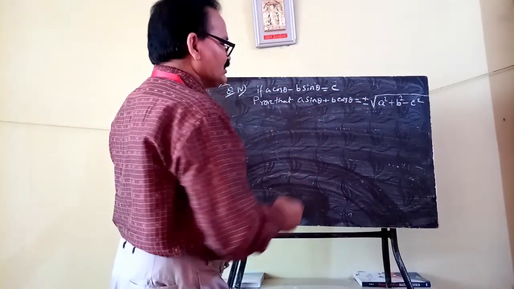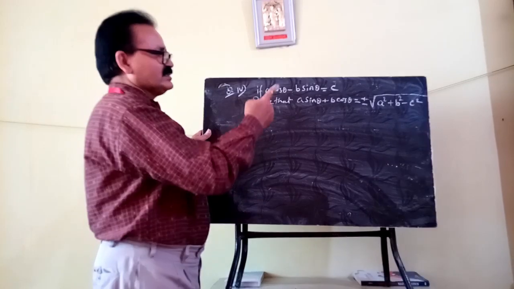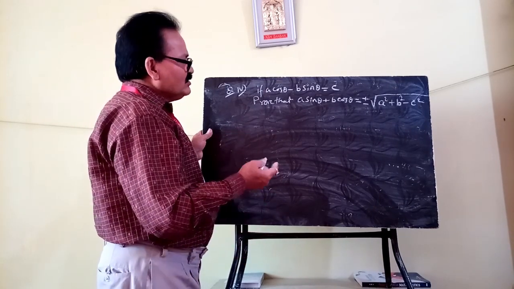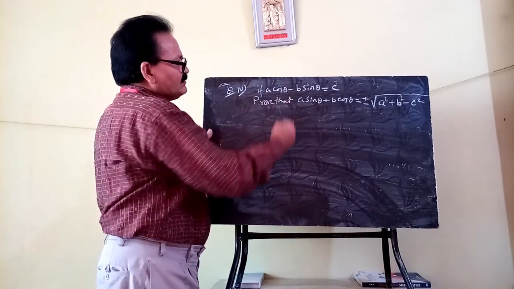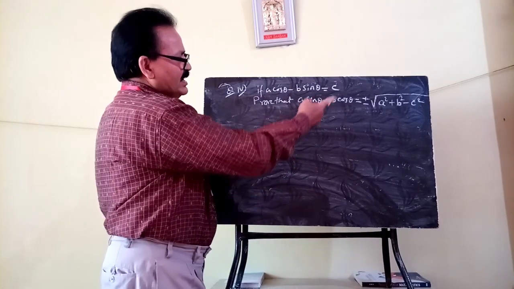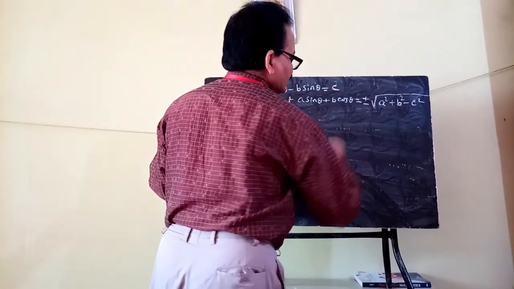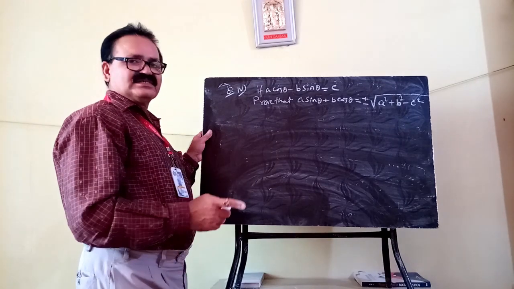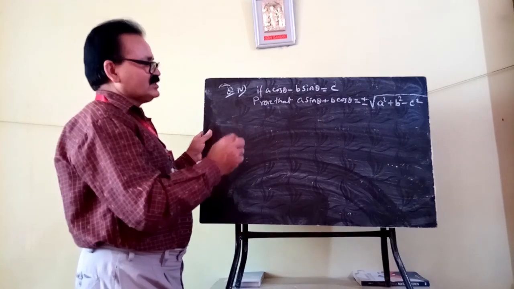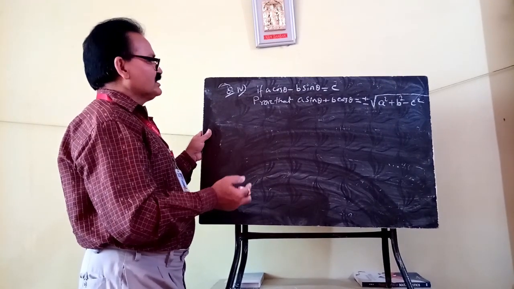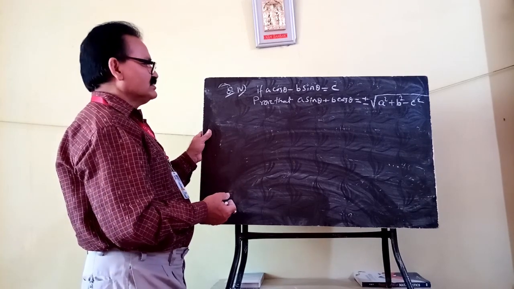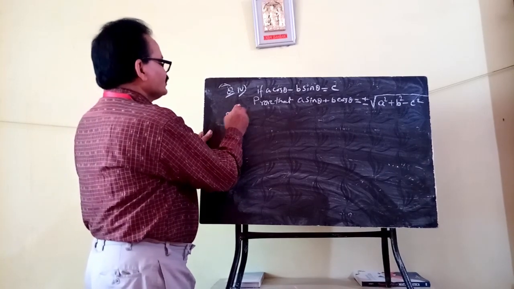You see, this is also one of the important questions. Here your given part is A cos theta minus B sin theta equals C, and you have to prove this one where there is no sine and cos. So this is also one of the questions of elimination, or you can say conditional identities. Okay, let us see how to solve it.